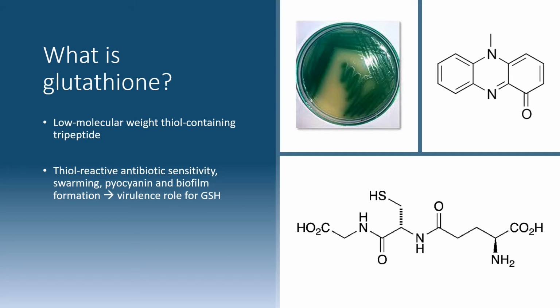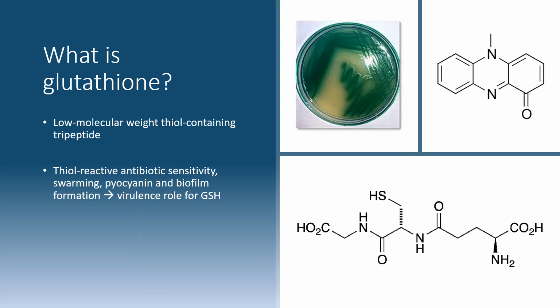So what exactly is glutathione? It is a low molecular weight thiol-containing tripeptide, and it is abbreviated gshA. So genes like the gshA and gshB genes encode for enzymes that are involved in glutathione biosynthesis. So that means mutations in these genes can affect virulence factors that include motility, pyocyanin production, biofilm formation, and antibiotic sensitivity.